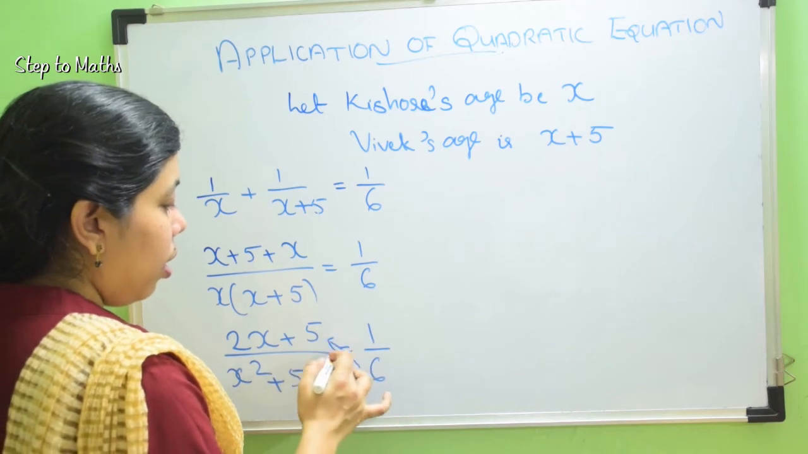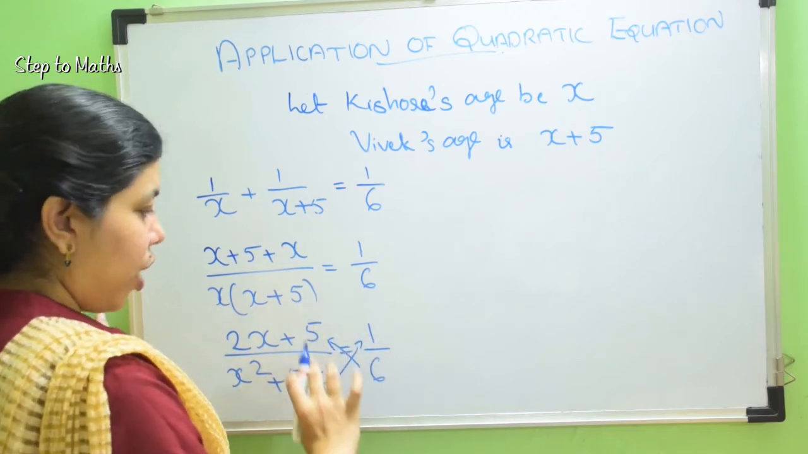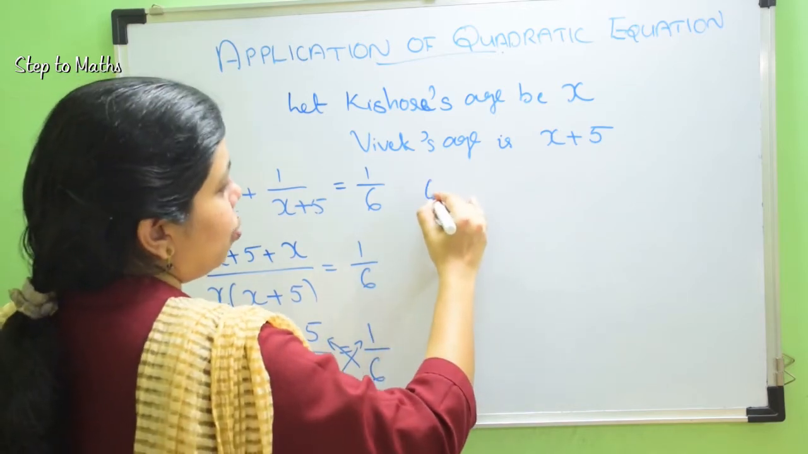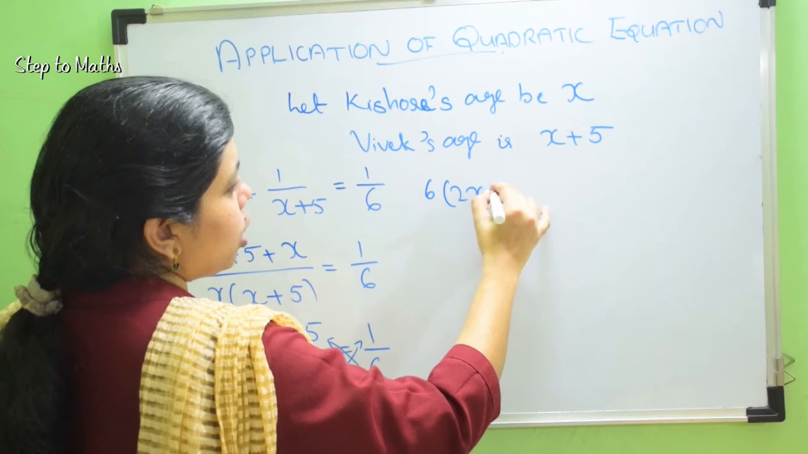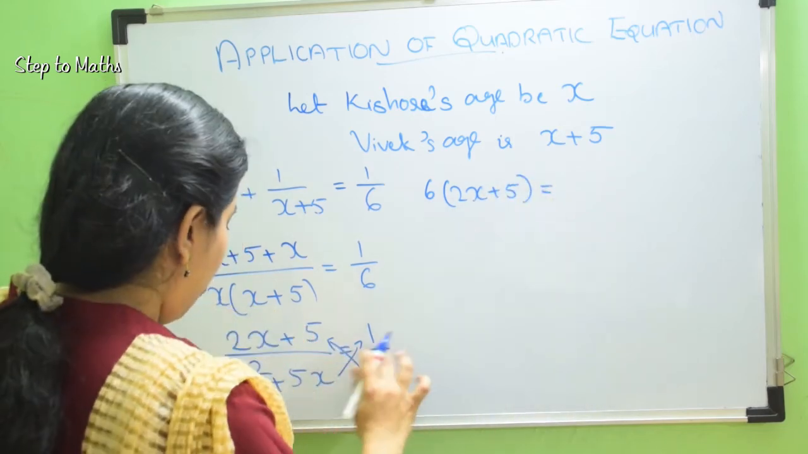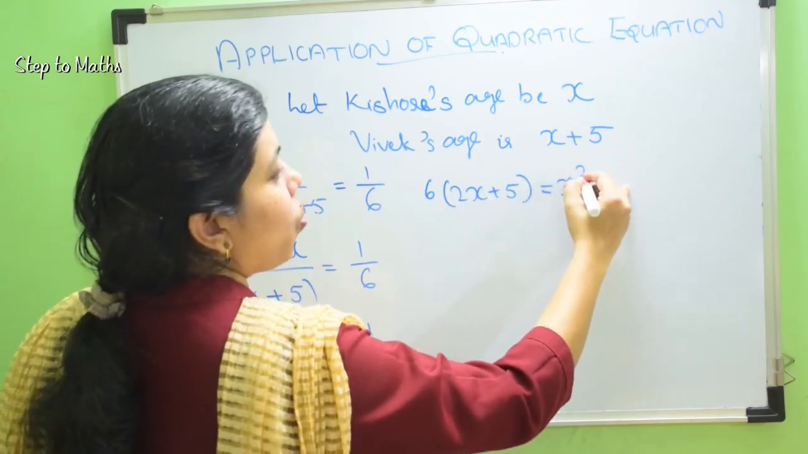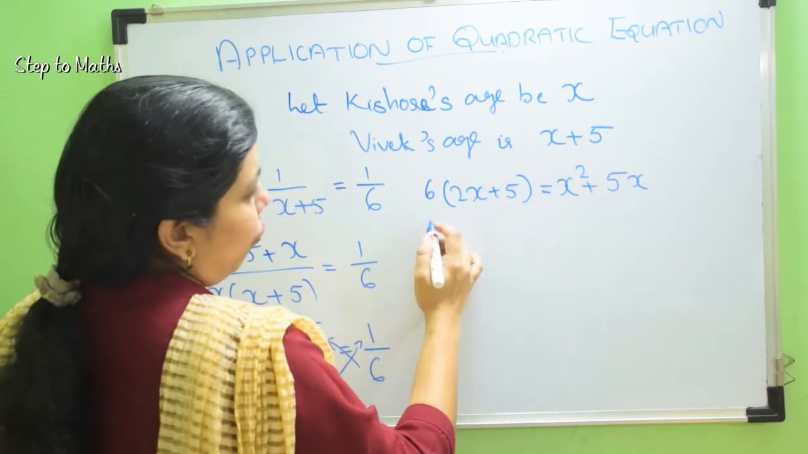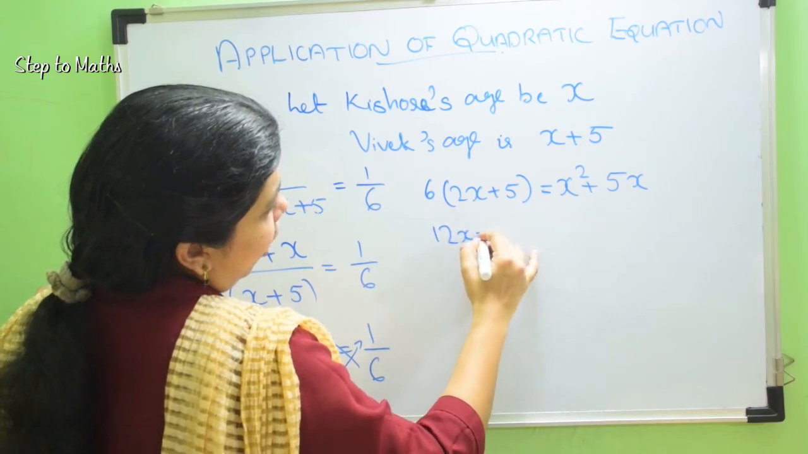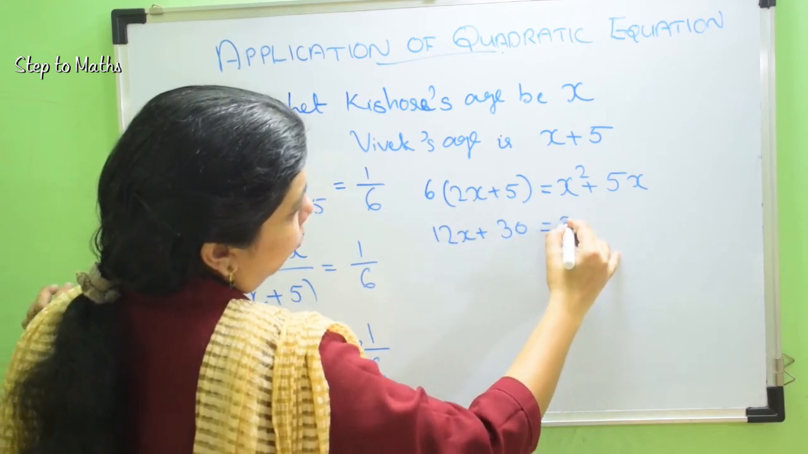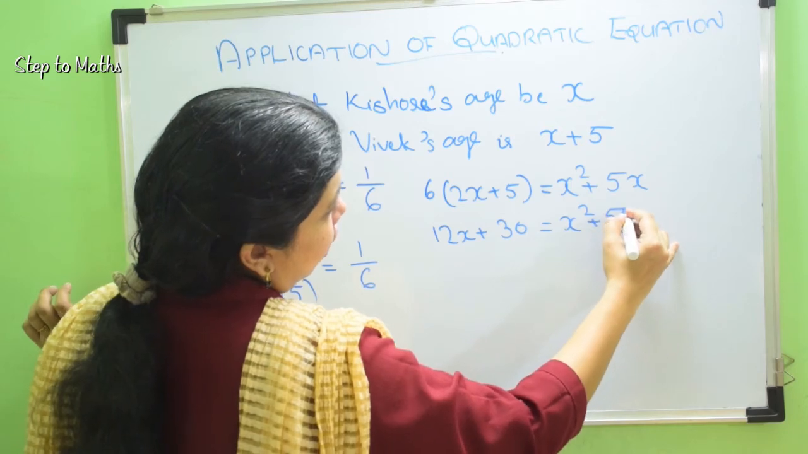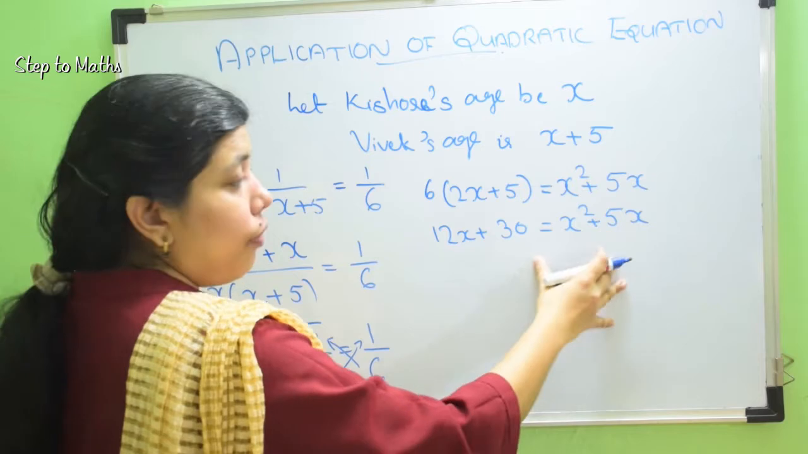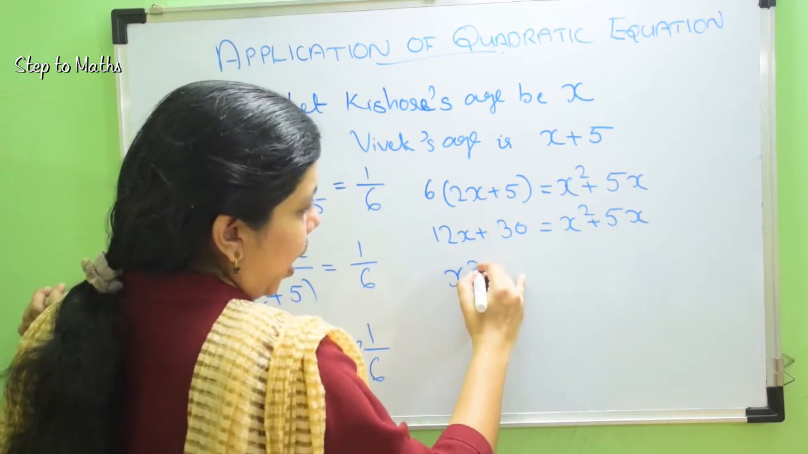Now, remove this fraction form, for that cross multiply it. 2x plus 5 into 6, that is 6 into 2x plus 5, equal to 1 into x square plus 5x. If you remove this bracket, this becomes 12x plus 30 equal to x square plus 5x. So, okay, then how can we represent this in the form of a quadratic equation?